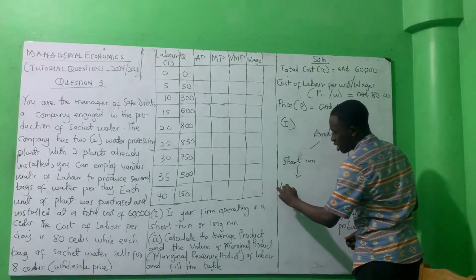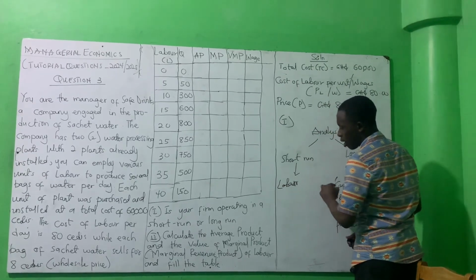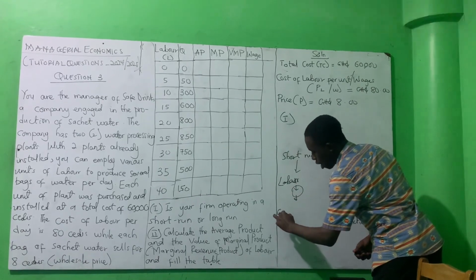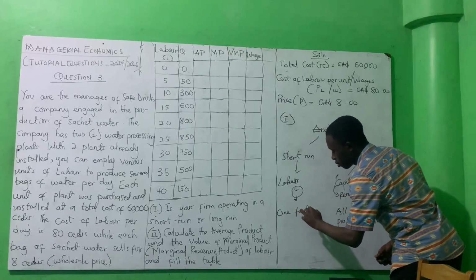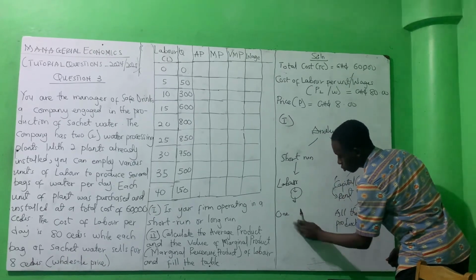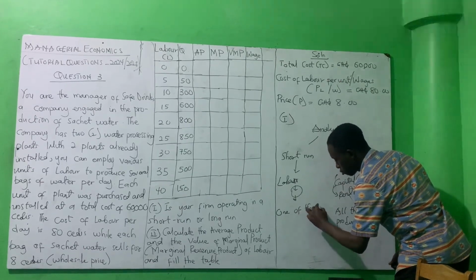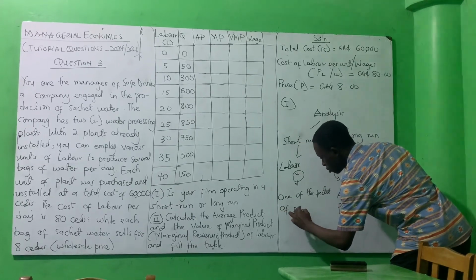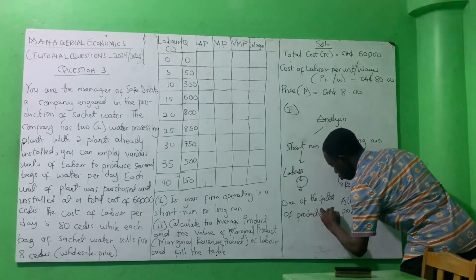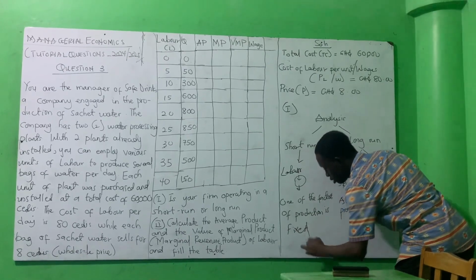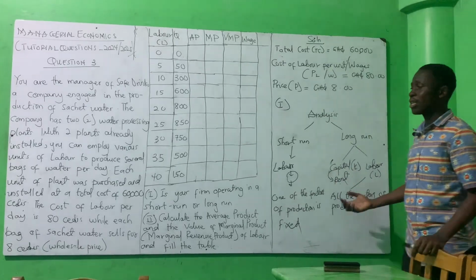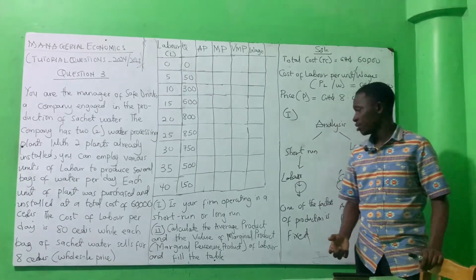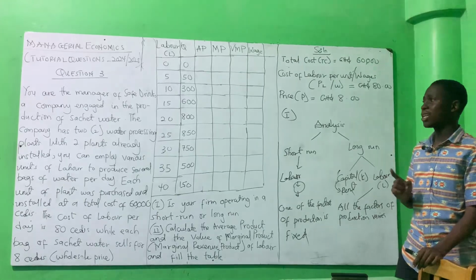With short run, we are dealing with labor. Since we are dealing with labor, the condition attached is that one of the factors of production is fixed. That's the concept for short run. So these are the two analyses we use that would help us to know the type of situation the firm is operating in. So short run is labor, but one of the factors of production is fixed.